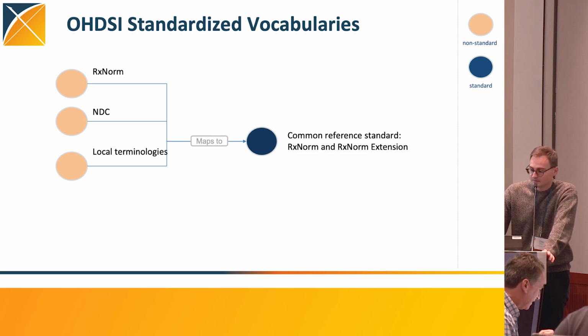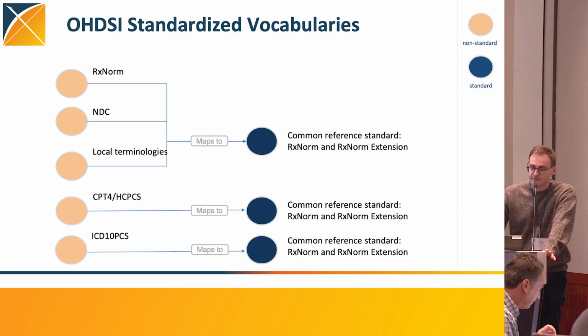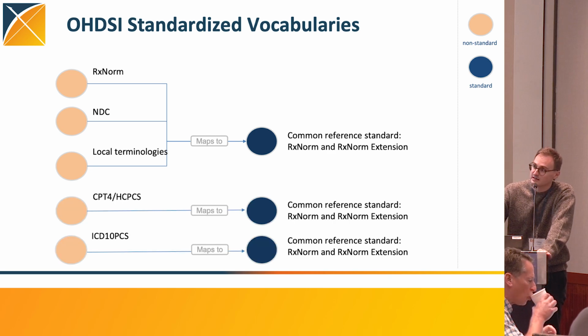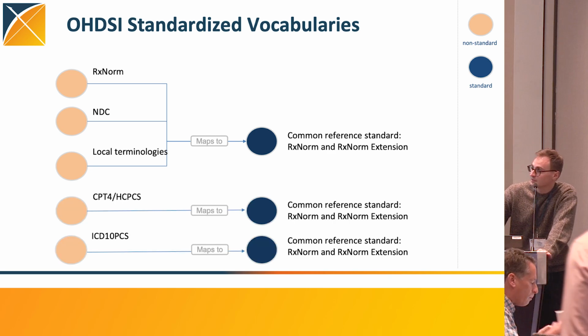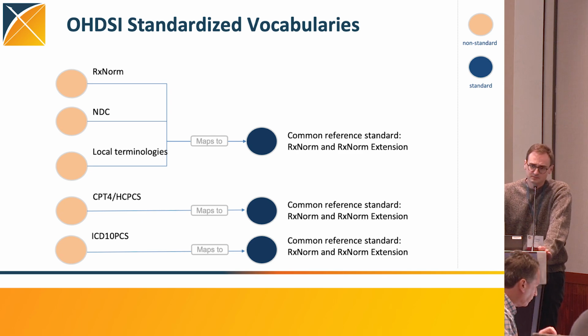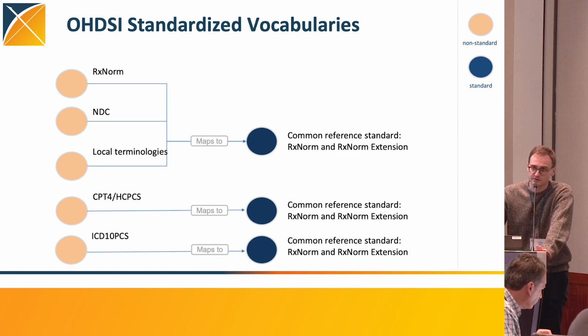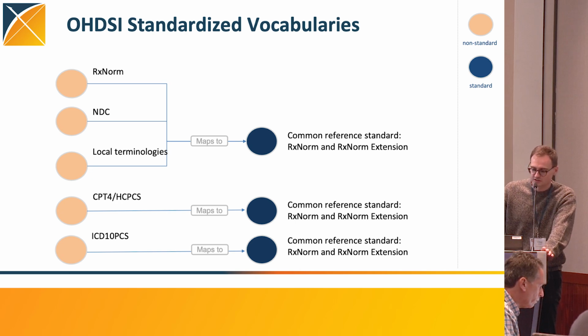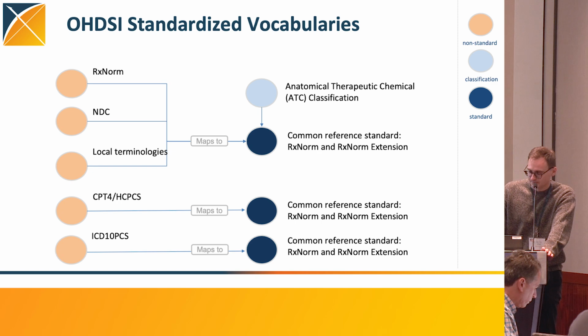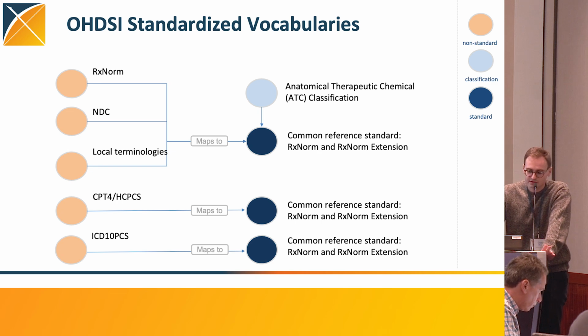Nothing unusual again. But what I really want to highlight here is that there are other vocabularies like CPT4, HCPCS, or ICD10PCS. You would expect procedures to be there, you would expect observations to be there, and maybe sometimes visits. But in reality, there are also some drug codes in these vocabularies that are mapped to standard RxNorm and RxNorm Extension. So just keep it in mind. And in drugs, there is only one classification, which is ATC.